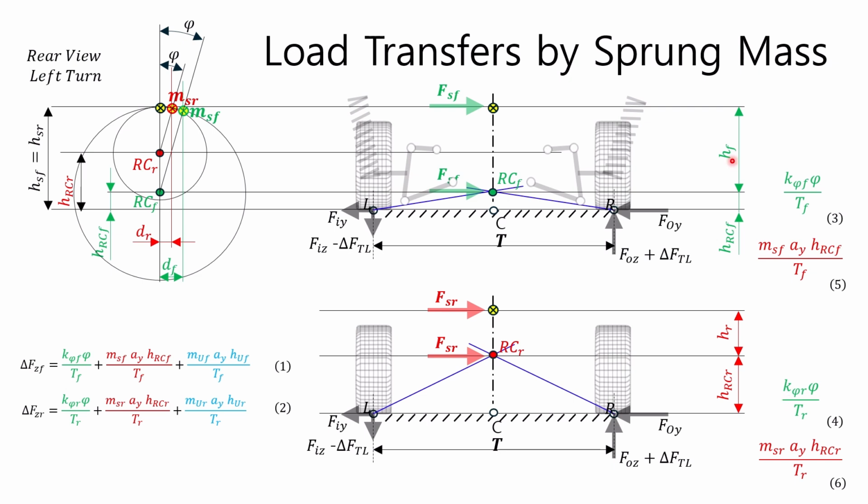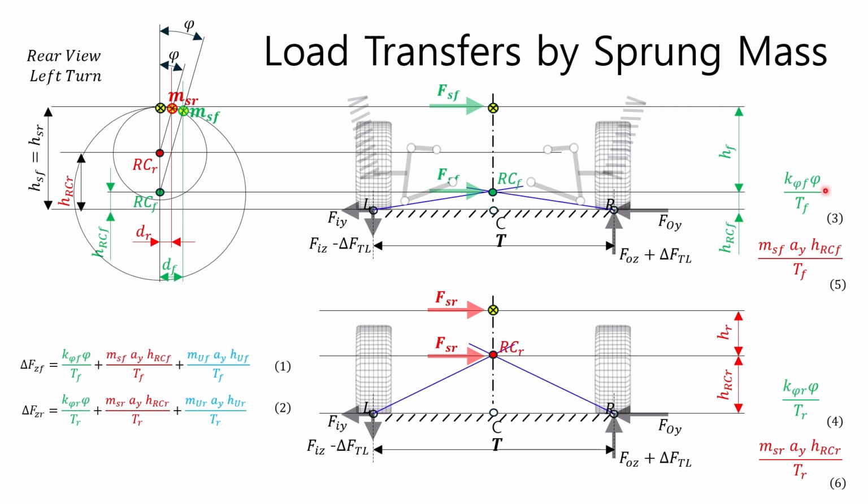However, as HF increases, the roll center HRCF of the front suspension decreases, so the load transfer through the links of the front suspension, represented by equation 5, decreases, and as HR increases, the roll center HRCR of the rear suspension decreases, so the load transfer through the links of the rear suspension, represented by equation 6, decreases.